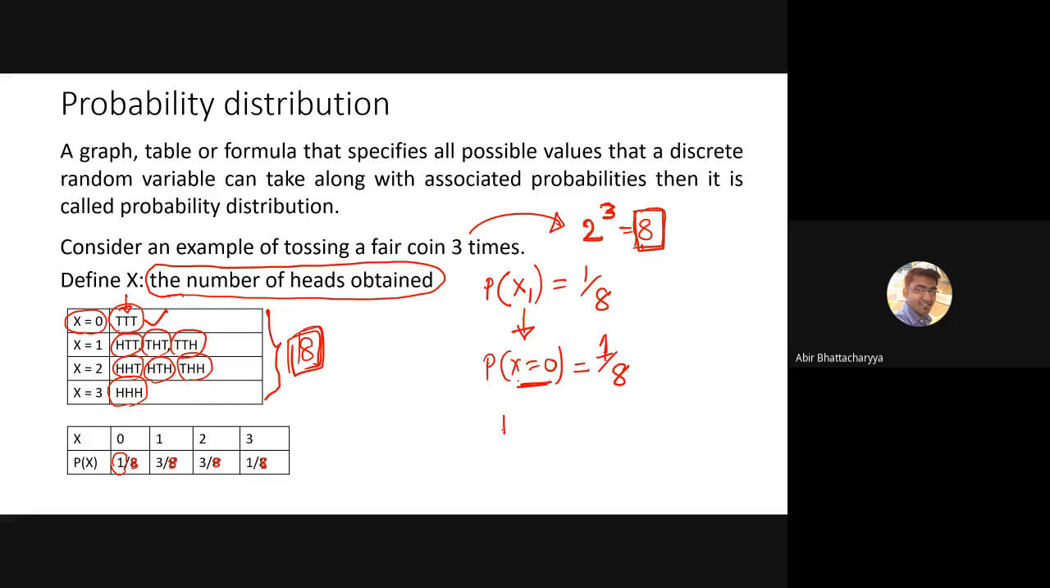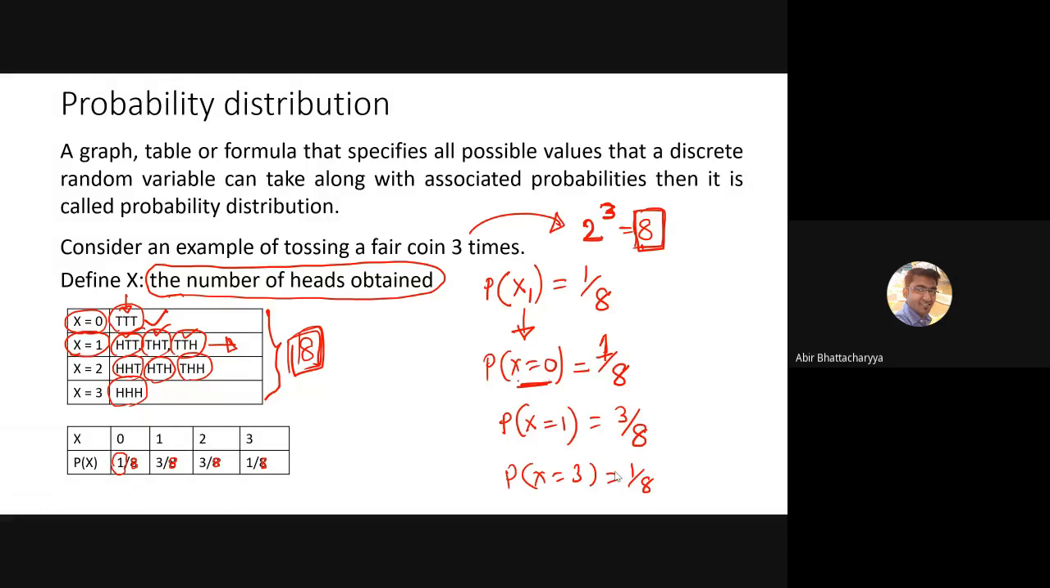Similarly, if I ask you the probability of x equals 1, that means only one head occurs. What is the probability in this scenario? For x equals 1, look at this sample space: 1, 2, 3. So it is 3 out of 8, 3 by 8. Similarly, the probability of 3 heads occurring is 1 by 8. The probability of 2 heads occurring is 3 by 8.